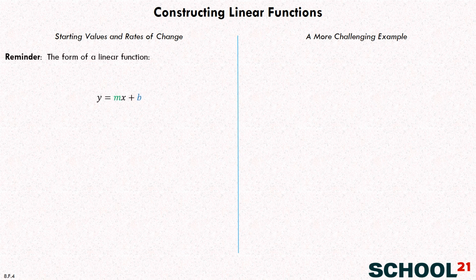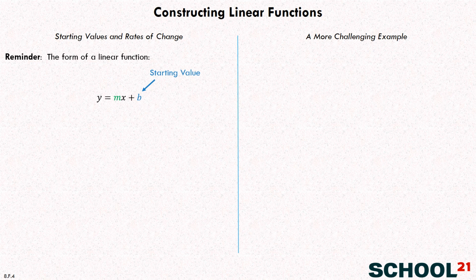So, first, reminder, the form of a linear function is just like our slope-intercept form. We have y equals mx plus b, where m is our slope and b is our y-intercept. But we can also think about those as two other things. We can think about the b as the starting value. So what do we mean by that? Well, if we put in 0 for x, the starting time of the function, when time is 0, then this term will go away and y will just equal b. So that's the starting value.